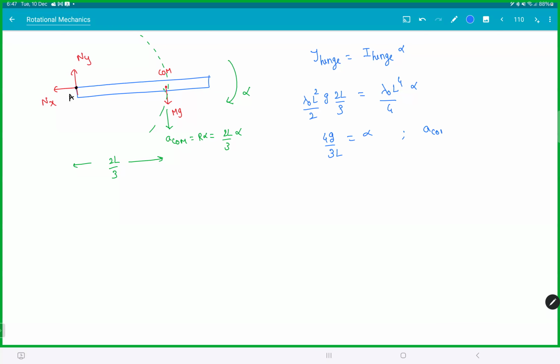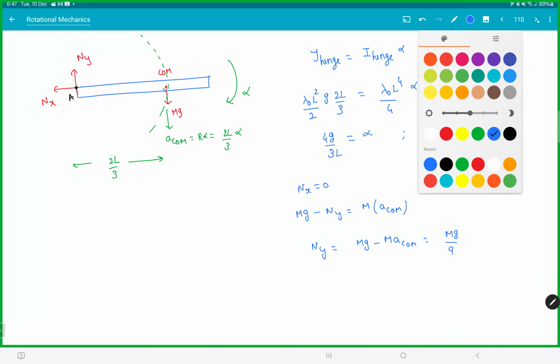And then a center of mass will be 2L by 3 alpha. That is 2L by 3 times 4g by 3L, so 8g by 9. Yeah. Then apply force equations. In the horizontal direction, Nx is 0. There is no horizontal acceleration. Vertical direction, Mg minus Ny is equal to M into a center of mass. From here we'll get Ny is equal to mg minus m a cm. You know all the values, substitute there. This would be mg minus this thing, mg by 9.